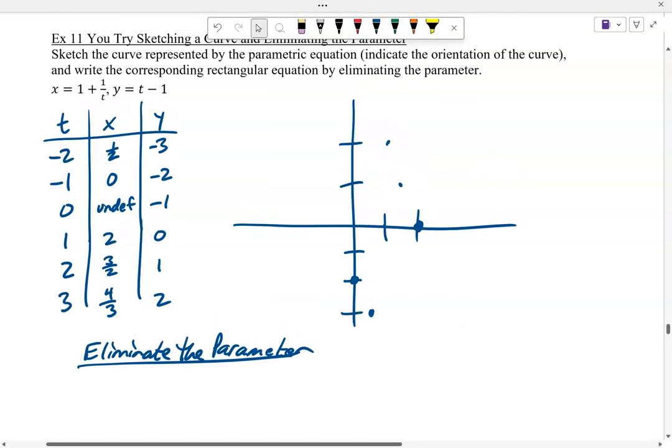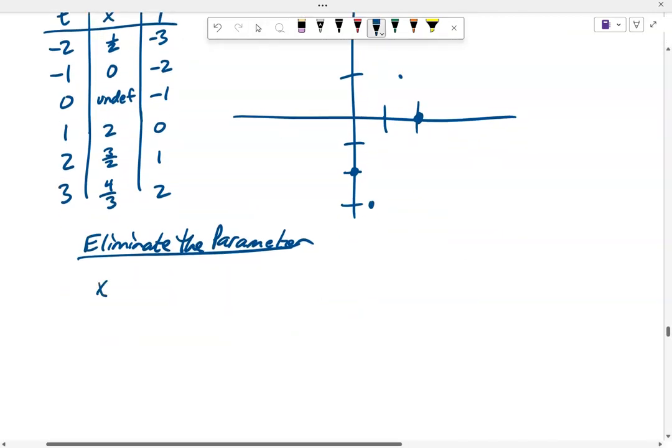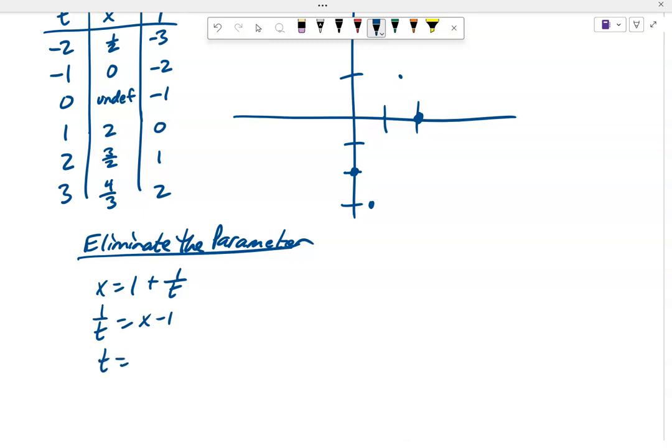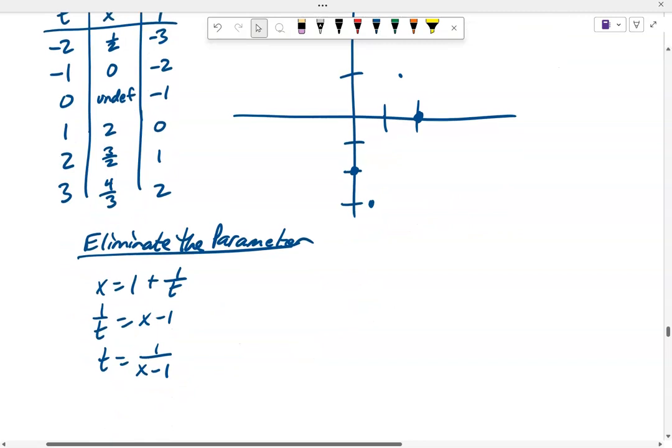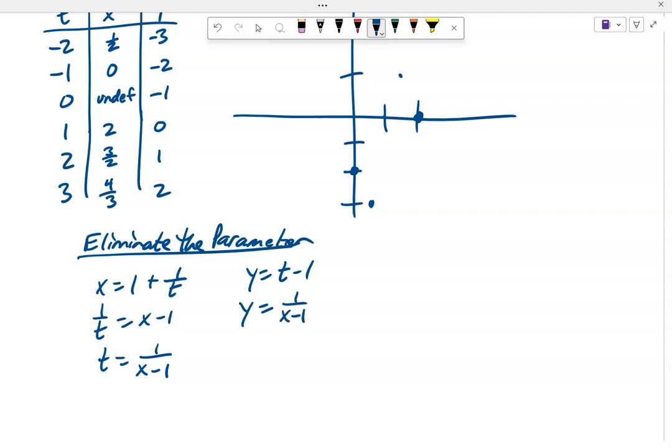So we got x equals 1 plus 1 over t. So 1 over t equals x minus 1. So t would be 1 over x minus 1. And so y equals t minus 1. Let's plug the t in. So I got t is 1 over x minus 1 minus 1.